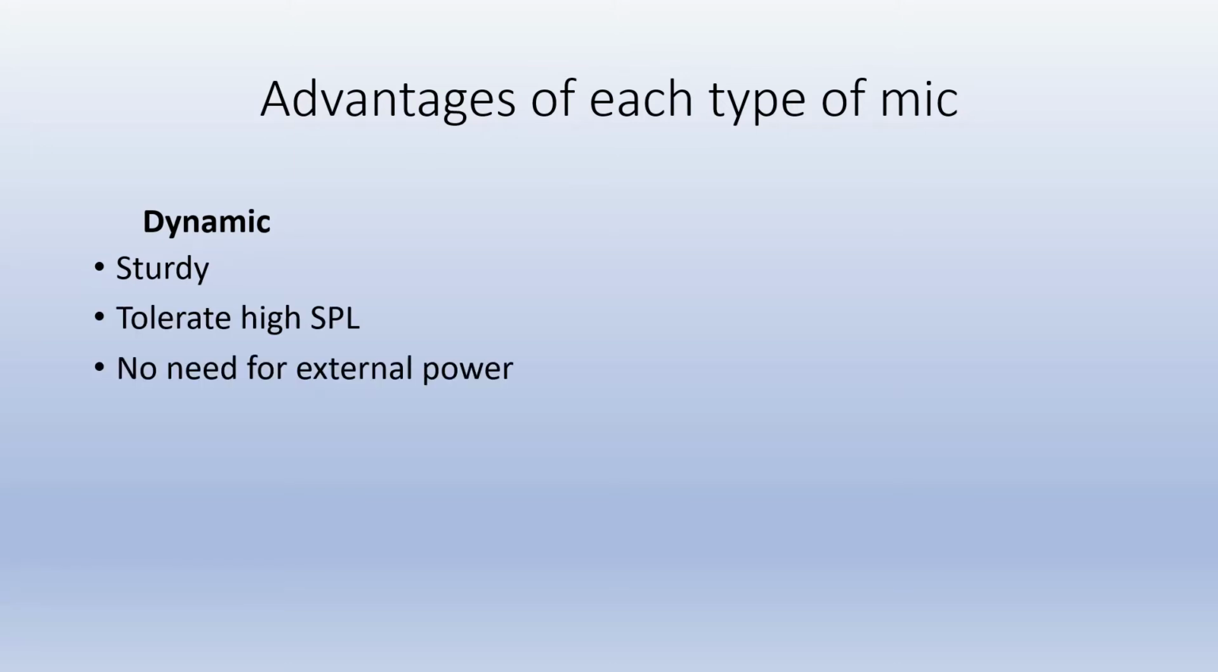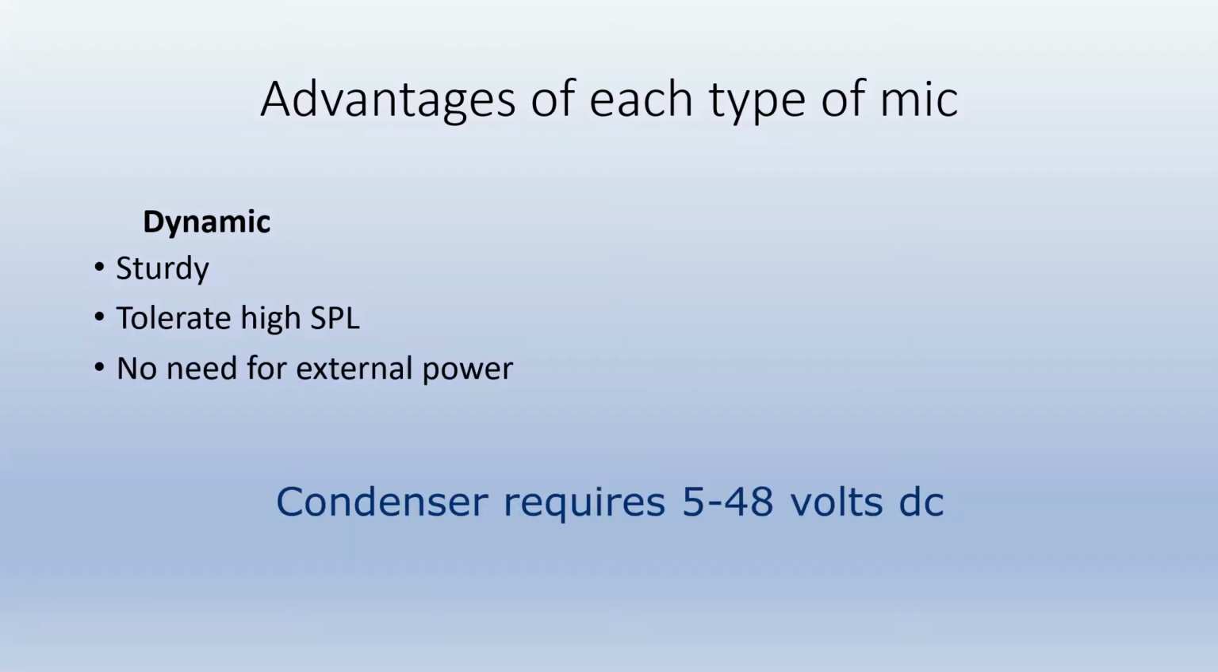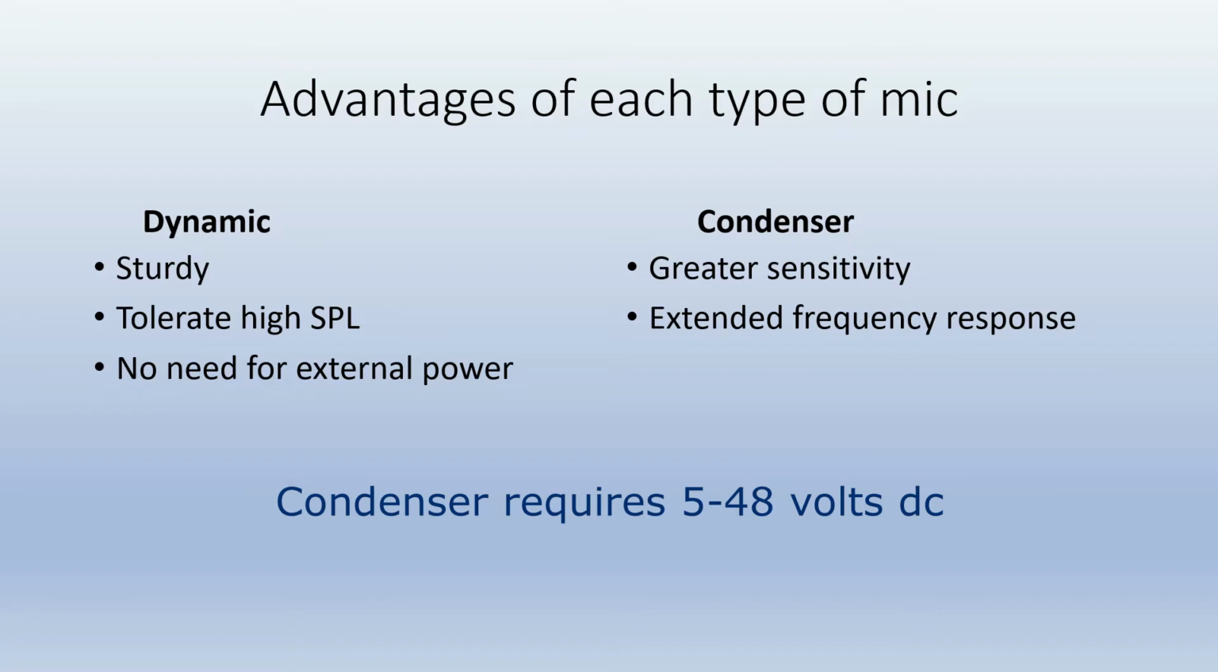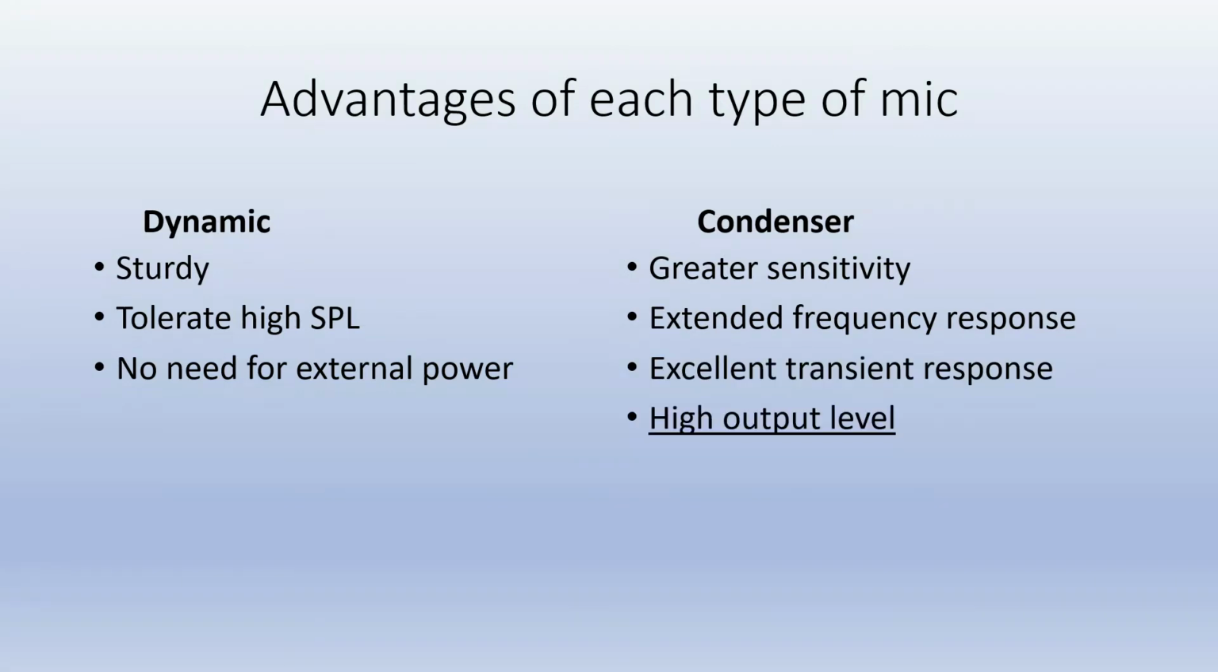The advantages of each type of microphone: the dynamic microphone is typically quite sturdy, will tolerate very high sound pressure levels, and there's no need for external power. Because of its lower mass diaphragm, the condenser has greater sensitivity, extended frequency response, excellent transient response, but to us in the radio community, the most important thing is it has a higher output level than the dynamic.